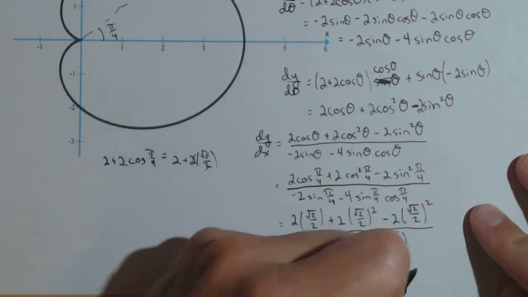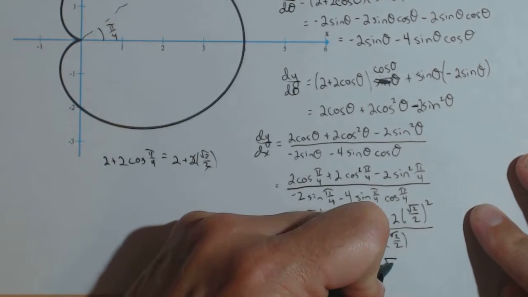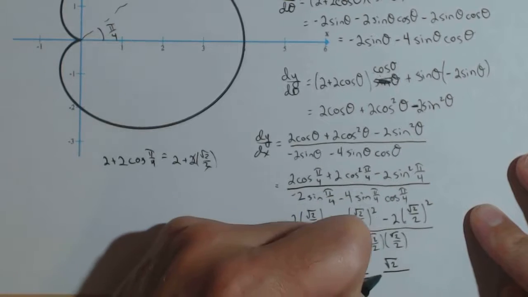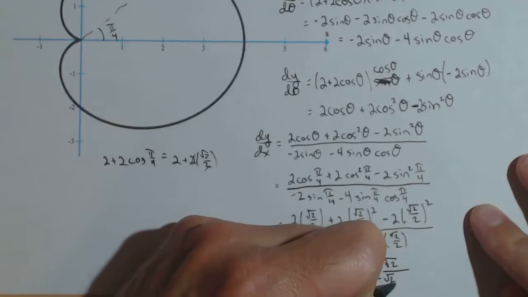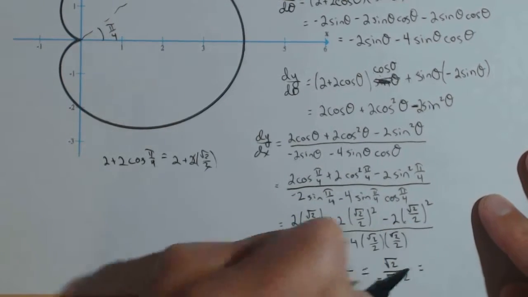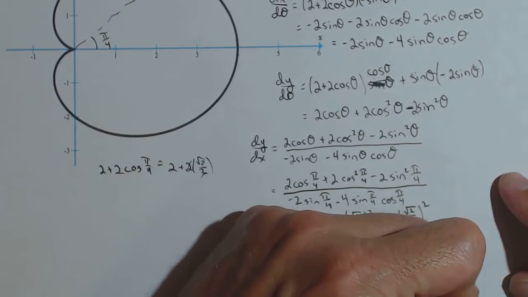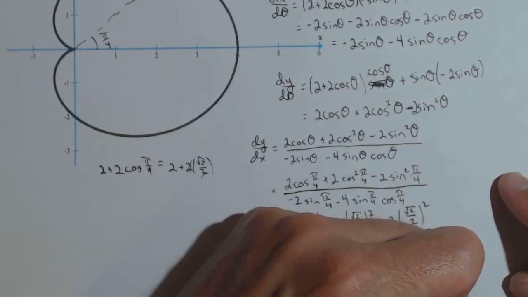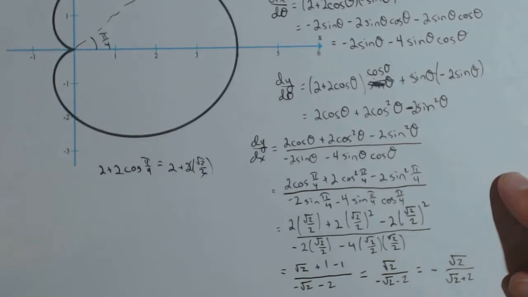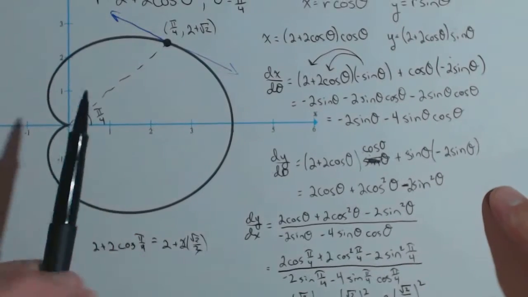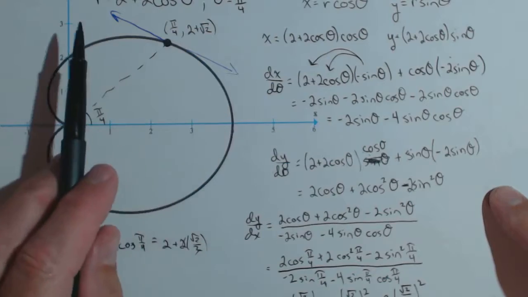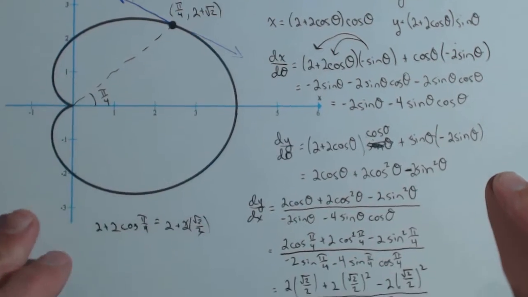So when all the dust settles, we got a slope of 2 over negative rad 2 minus 2. And I'm going to factor out that negative. So negative rad 2 over square root of 2 plus 2 in the denominator. Well, look at our line. It makes sense that our slope is negative.